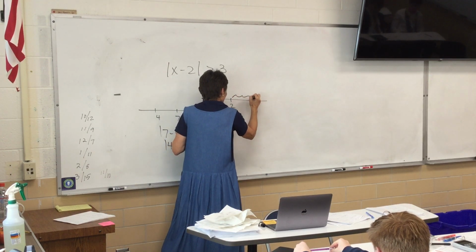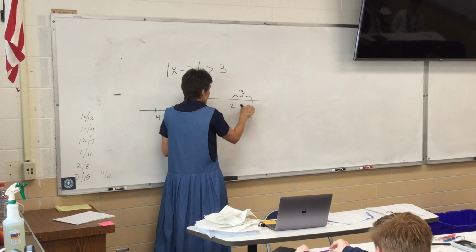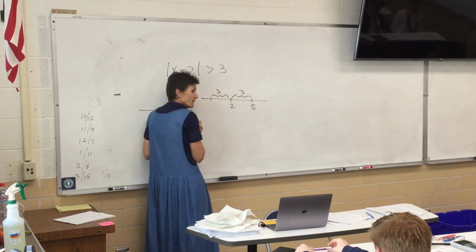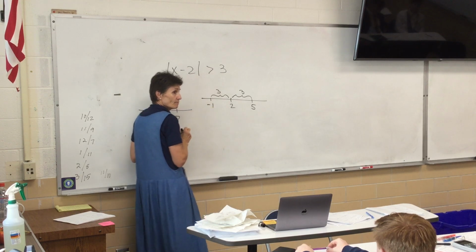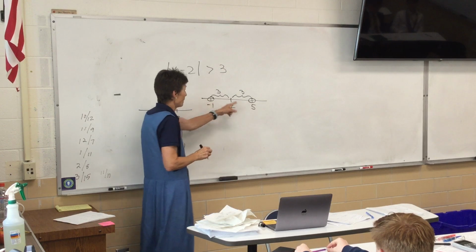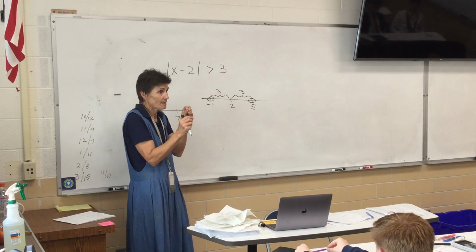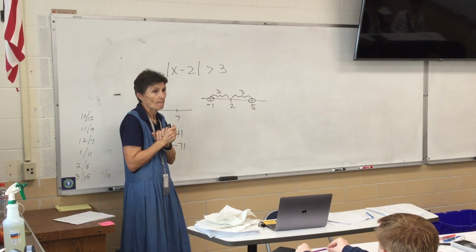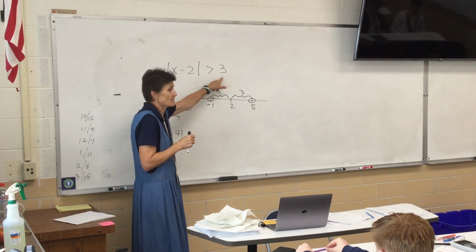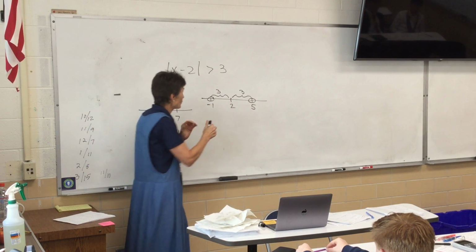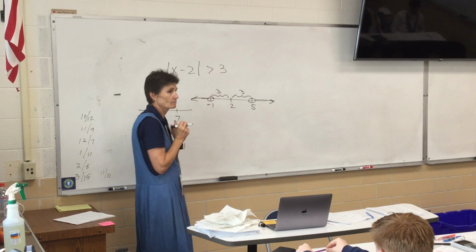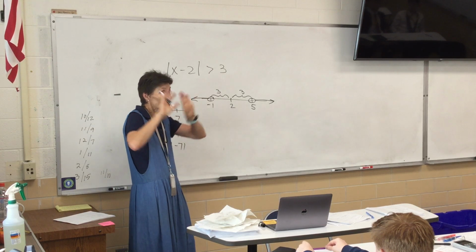If I count out 3 this way, this would be a 5, and 3 this way would be a negative 1. Yeah, so it would be 5. So these, now wait, aren't these two numbers exactly 3 units away from 2? Yes. If I want to be more than 3 units away, then don't I have to be past those 2? Yeah. Don't I have to be farther out?